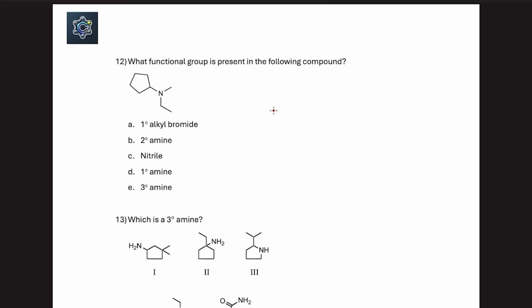In the next problem, I again have a nitrogen, no carbonyls next to it, so I definitely have an amine. So I can eliminate A, C. I still have to classify it. It's connected to 3 other carbons, and so it's definitely tertiary. So we're left with answer choice E.